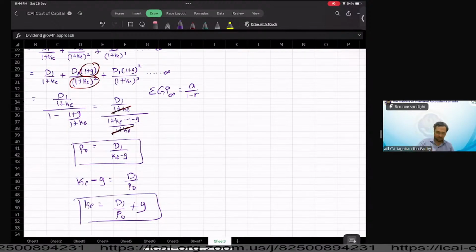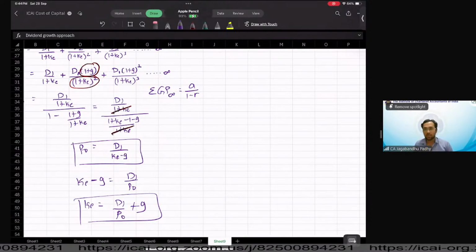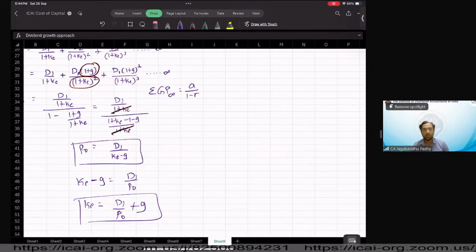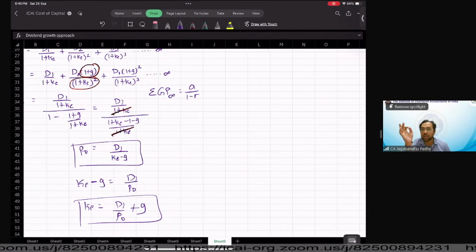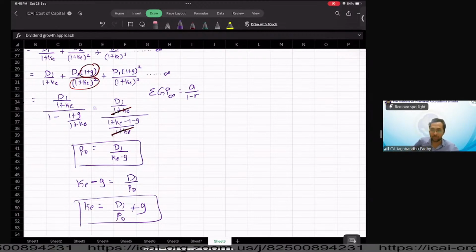Now, what is the assumption underlying this model? That your dividend is going to grow. Is it growing at different rates or at a constant rate? It is growing at a constant rate. Then this formula is going to work. If it is a different rate, then we will see how to compute that.